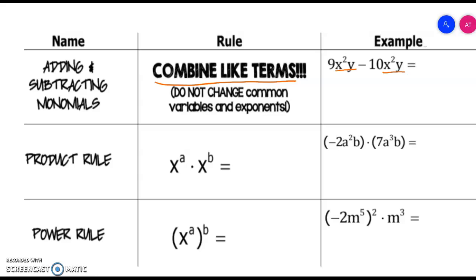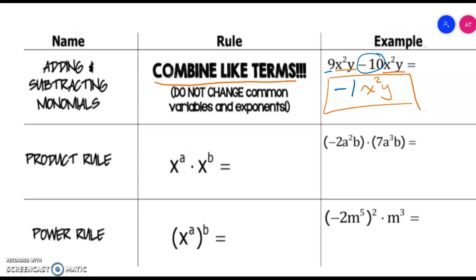The reason why is because I have 9 sets of that x squared y minus 10 sets of x squared y. So the only number I'm going to change is 9 minus 10, which would give me a -1. And I'm going to leave the x squared and y there. So there's our first example.